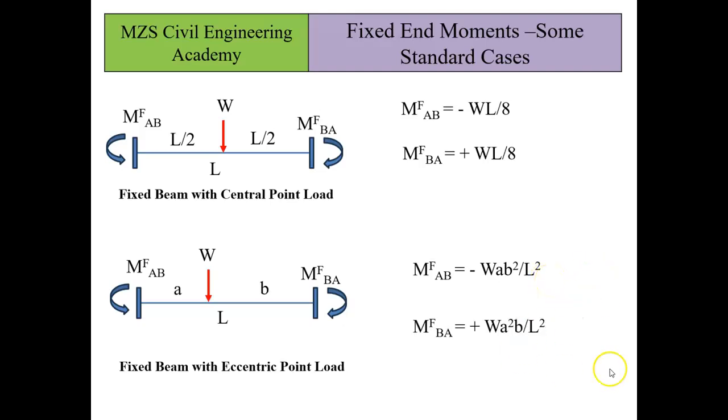In a similar fashion, if I write B to A, we can write it as W a square b divided by L square. Now a is here the far end, that's why a square will be there, and the near end is b, that's why b will be in a single multiple. So we can write it as W a square b by L square.